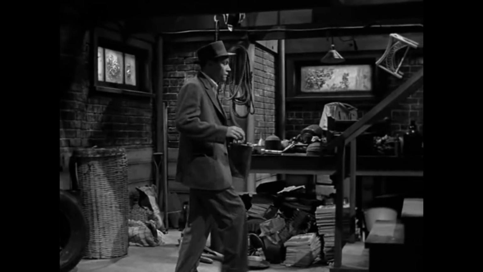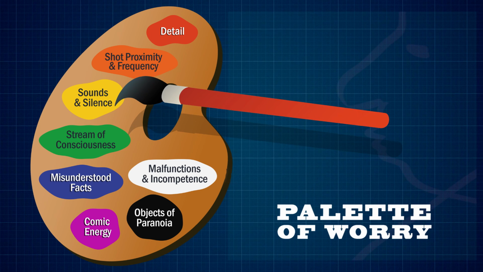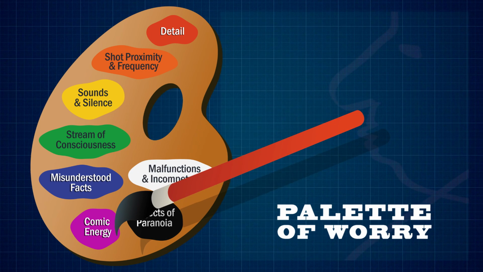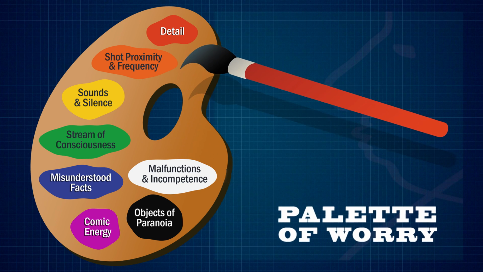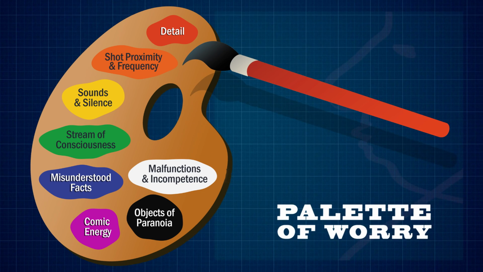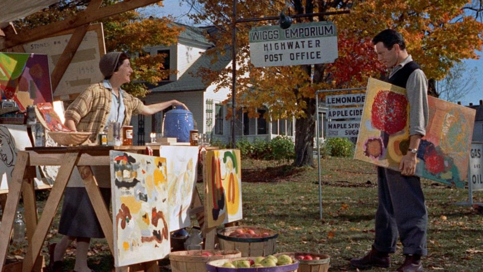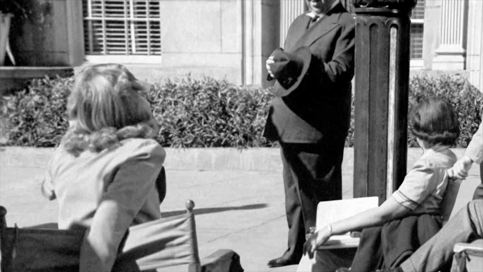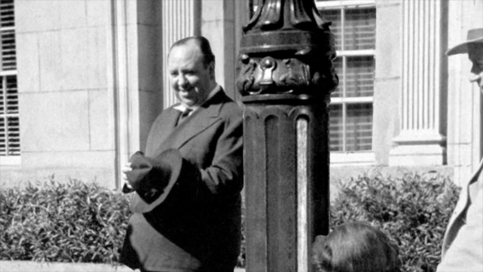Tension is in the camera choices, the pace of the editing, the sounds, comic energy. These are all the colors of paint in Hitchcock's palette of worry. Just like an artist, Hitchcock went back to these basic elements of cinematic anxiety again and again. With them, he was able to paint the screen tension that we still feel today.